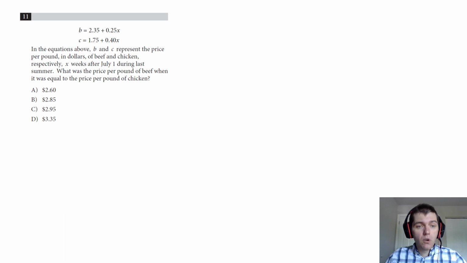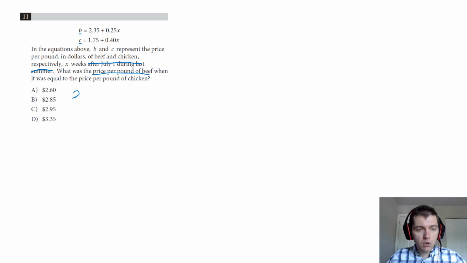Problem 11. What they're looking for is the price per pound of beef, which is this B, when it was equal to the price per pound of chicken, which is this C. But they're ultimately after the price per pound of beef. But because they say when it was equal to, it means you have to equate B equal to C. And the last part of these equations are X. And it's saying X weeks after July 1st during last summer. You can eliminate that, it's not information you need. But this is saying when it was equal to the price per pound of chicken. That says make these two equations equal to one another.